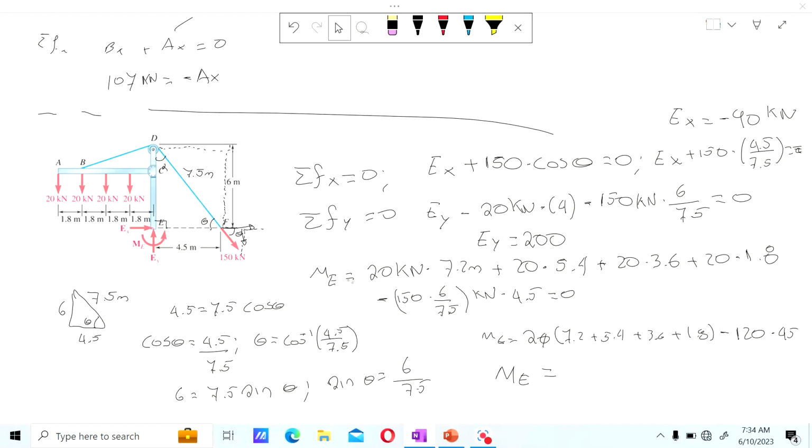Therefore, we have this ME plus 20 kilonewtons times, so this is equal to zero. Therefore, ME is, or the moment at E, is 120.45 minus, how much is this? 7.2 plus 5.4 plus 1.8 plus 3.6 times 20 is 360.